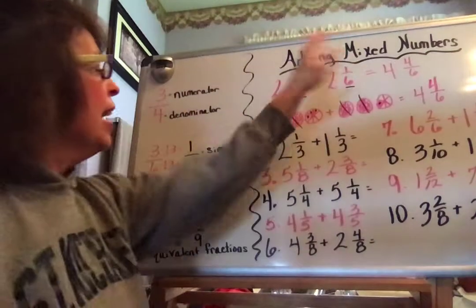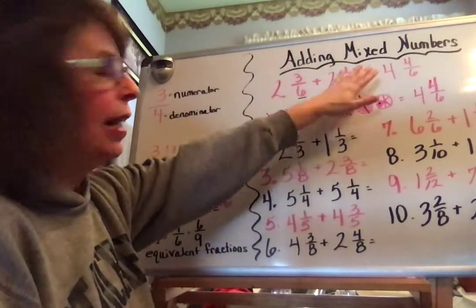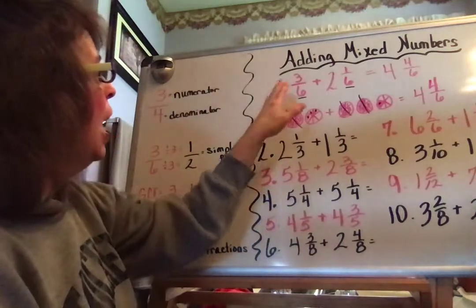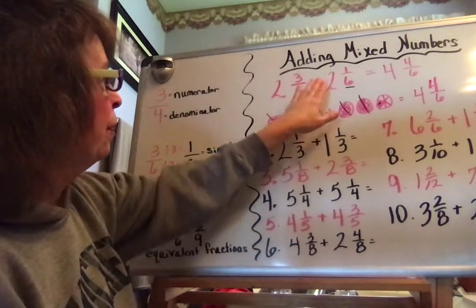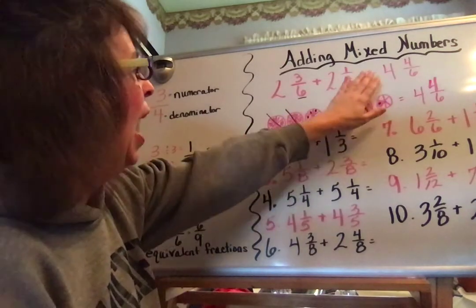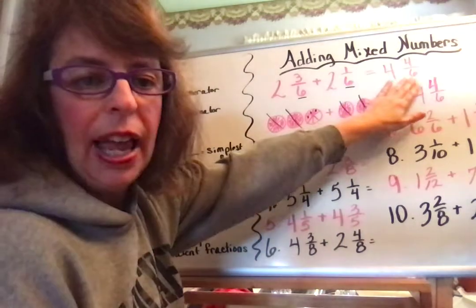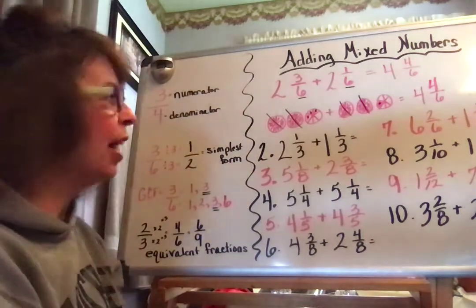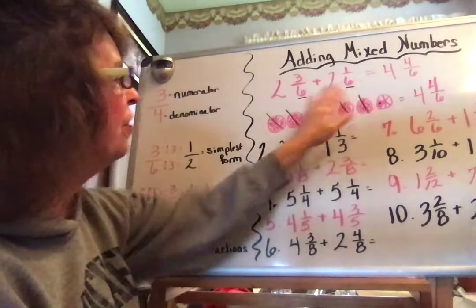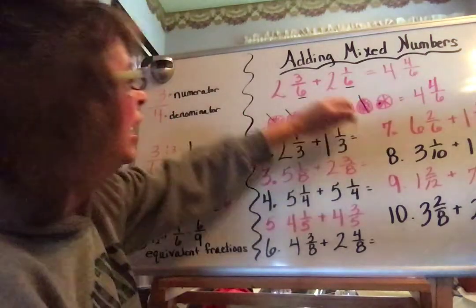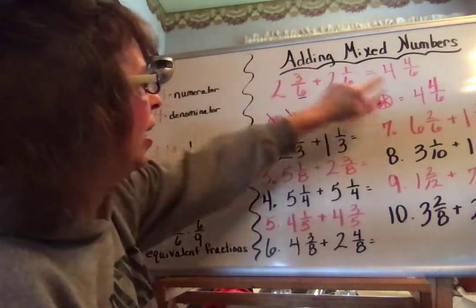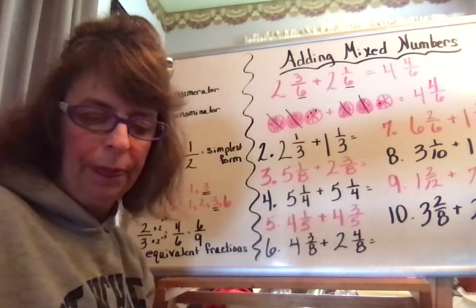Okay, so now I have adding mixed numbers. If I have 2 and 3/6 plus 2 and 1/6, I'm going to get 4 and 4/6. How did you do that, Mrs. Dolan? Okay, here's the visual, the picture that shows how I end up with 4 and 4/6.